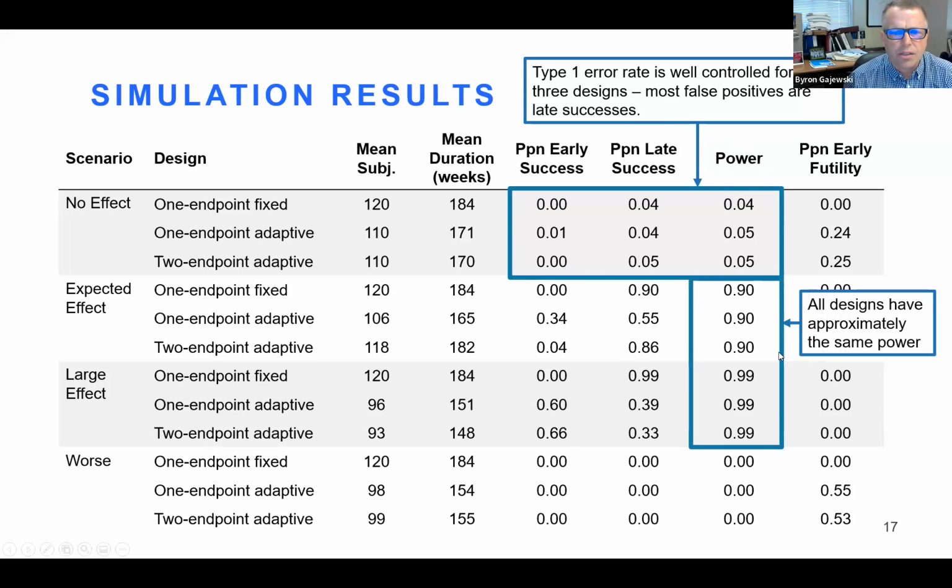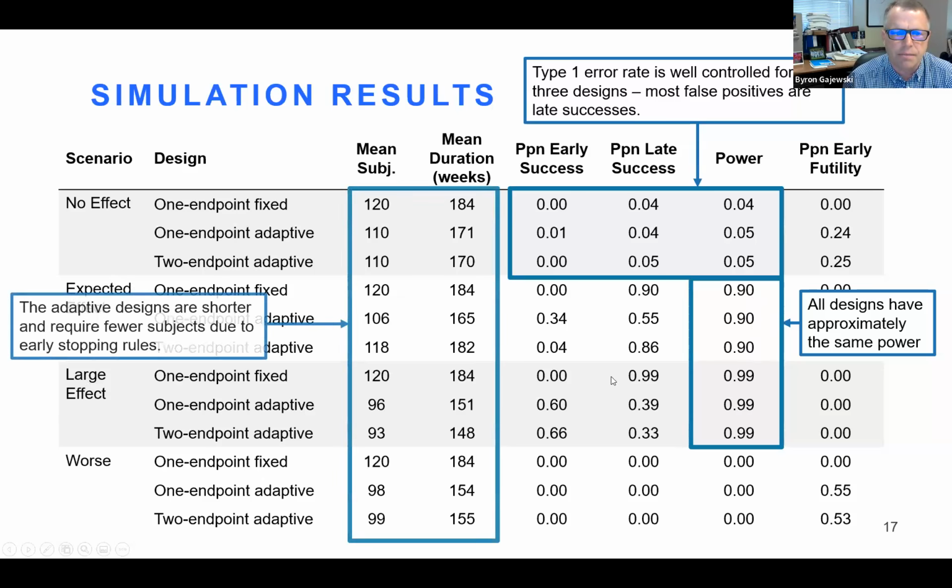All designs also have approximately the same power. So this is under the expected effect, the large effect. Under the expected effect, all three designs have about 90% power. Not really a big difference. Under the large effect, all three designs have about 99%.